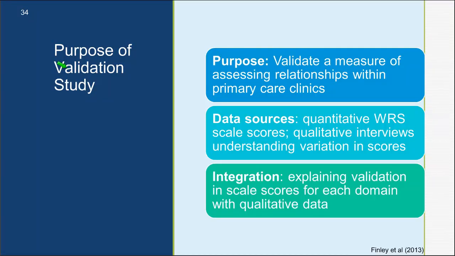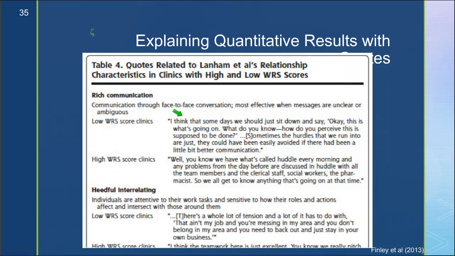And this is the study I talked about briefly earlier by Finley and colleagues, validating a measure of relationships, and it was work relationships within clinics. So quantitative data included this work relationship scale score, qualitative interviews to understand variation in scores, and then integration using those qualitative results to explain variation. And in this case, it was variation that was expected, that you would want to find, which provided evidence that this instrument was really detecting differences that they wanted to detect.